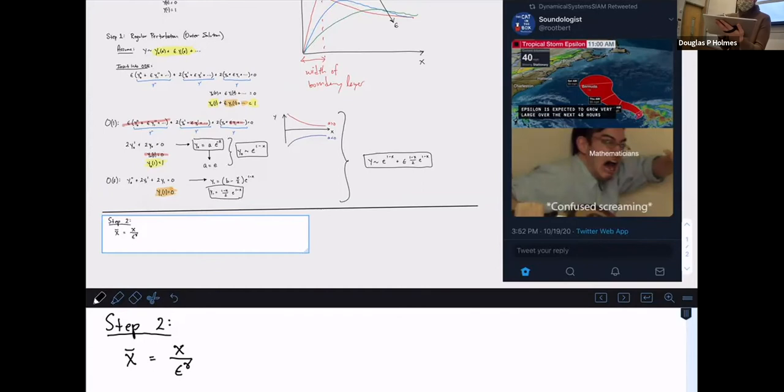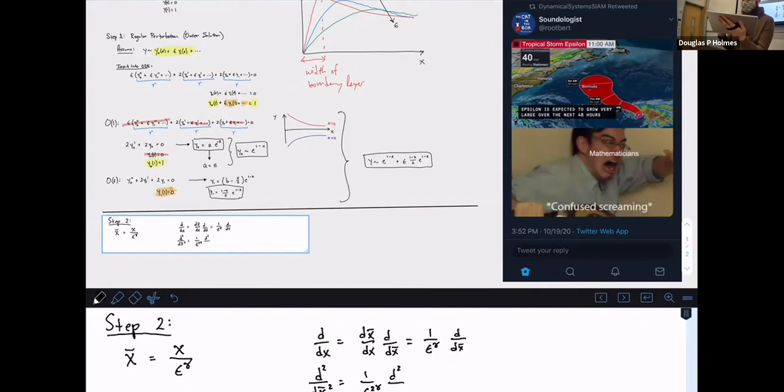So for instance, the operator d by dx is equal to dx bar by dx times d by dx bar. That's what we want: a new differential operator that operates in our new coordinate system, not in our old one. If I do this, I get 1 over epsilon to the gamma times d by dx bar. If I do this again, because we need a second derivative here, this should give you 1 over epsilon to the 2 gamma times the second derivative operator.